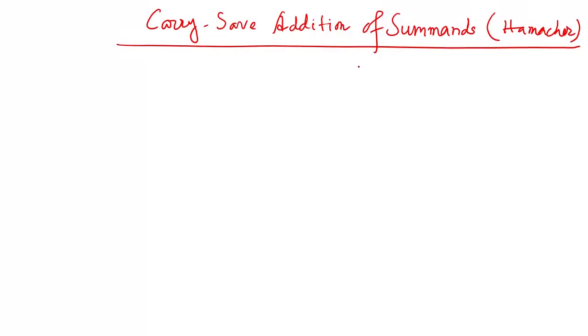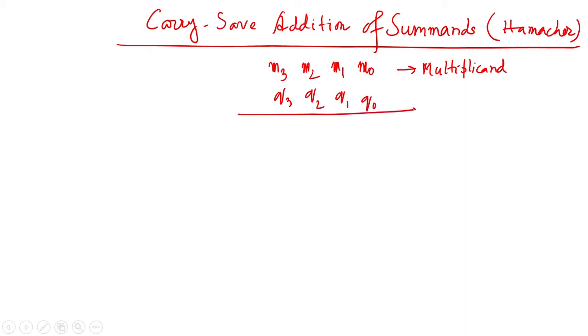If you remember correctly, in last class we talked about, let us say we have a multiplicand. We can write M0, M1, M2, M3. So, this is a 4 bit multiplicand, and then we have multiplier Q0, Q1, Q2, Q3.